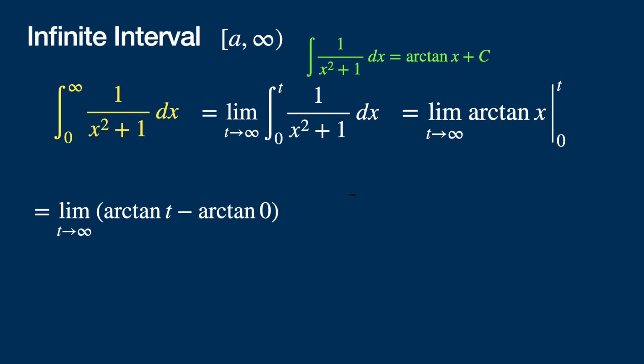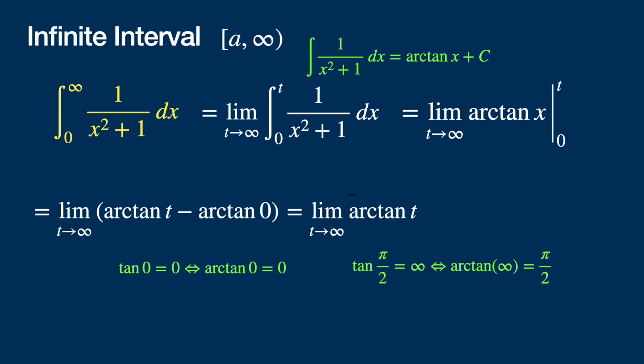So the limit as t approaches infinity of arctangent t minus arctangent 0. As you know, arctangent 0 is 0 because tangent 0 is 0. So that part is 0. So we have the limit as t approaches infinity of arctangent t. What is this value gonna be? Let's check it out, the tangent value. Tangent pi over 2 is infinity. So as t goes to infinity, arctangent infinity means pi over 2. So this limit is gonna be pi over 2.